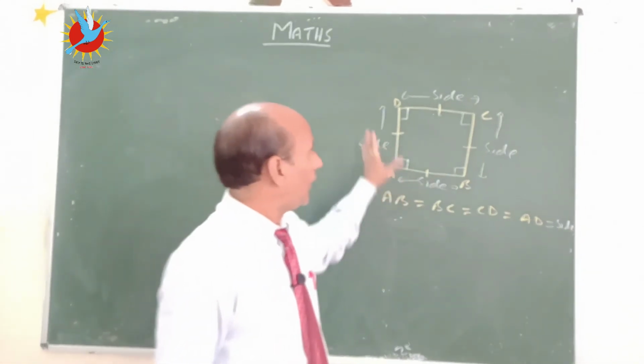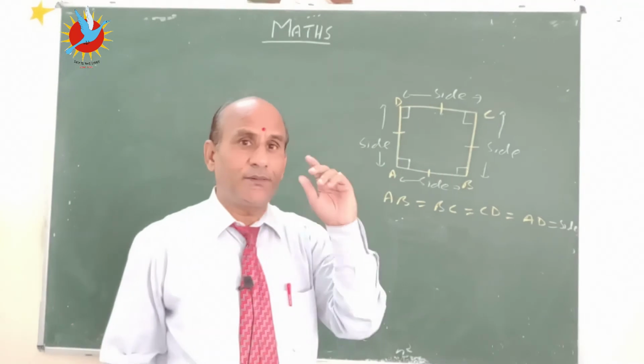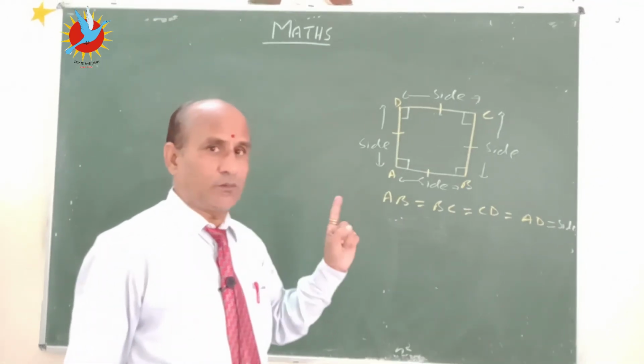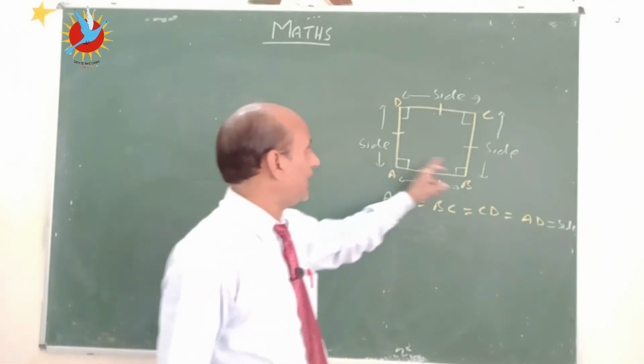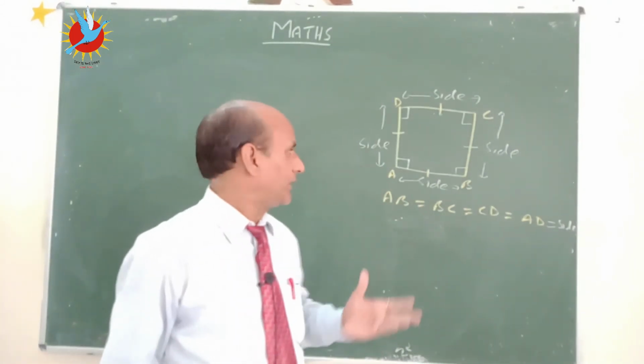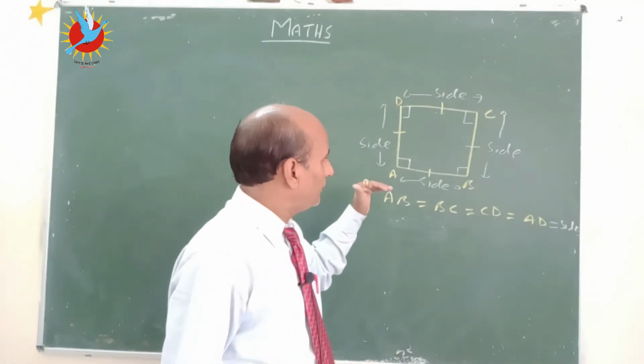First one is that all sides of the square are equal. It means in the question only one side is given because all are equal. And the second one is each angle is of 90 degree. That is the geometrical property. Now what is the calculative part?